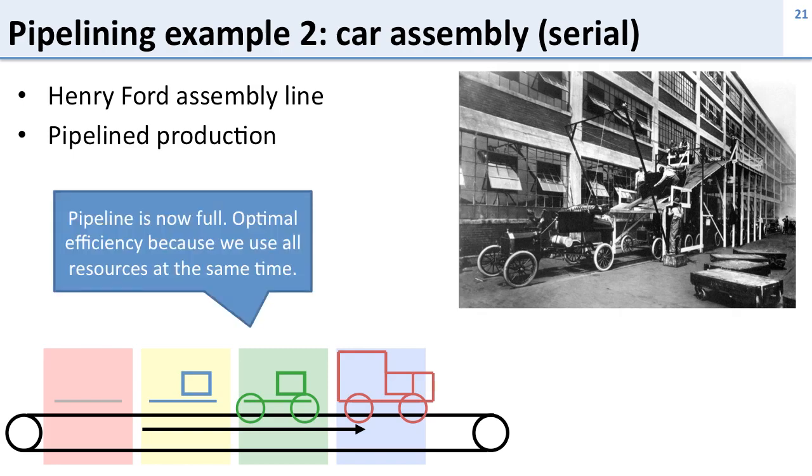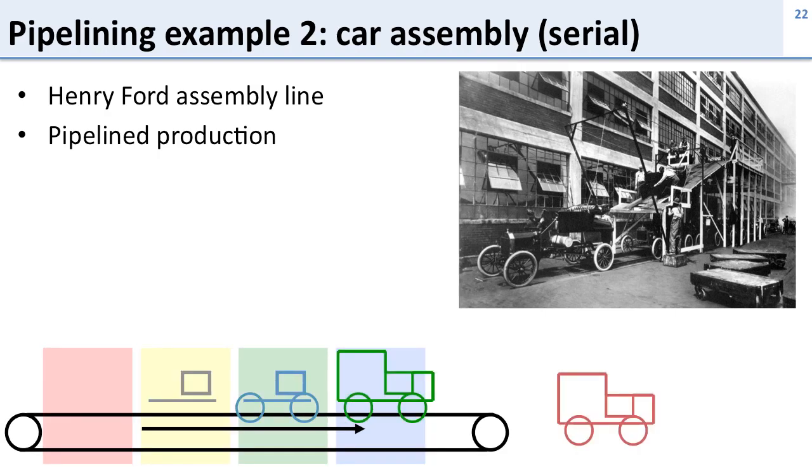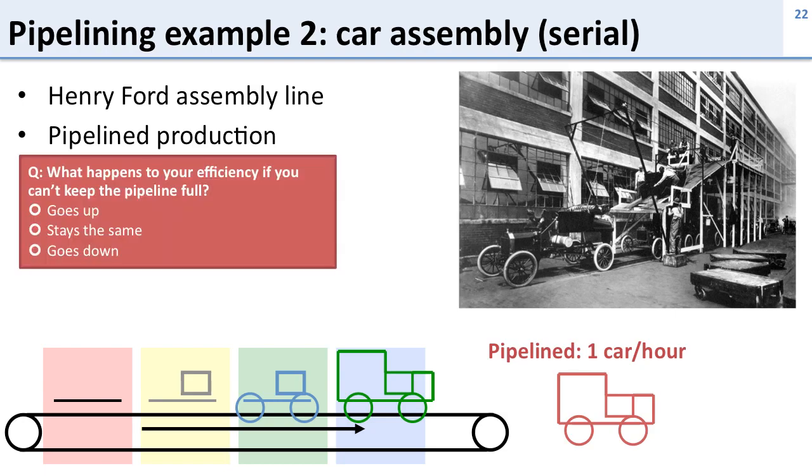Now at this point here, our pipeline is full. Every stage of our pipeline is doing something. They're all doing different things, but they're all working on different cars. So right here we're getting great efficiency. Every pipeline stage is working on a different piece of work. Finally, we finish the first car and we go and start the fifth car. So what do we get here? Well, pipelined, we get 1 car every hour. So this is much more efficient than what we had before, where we were only getting 1 car every 4 hours.